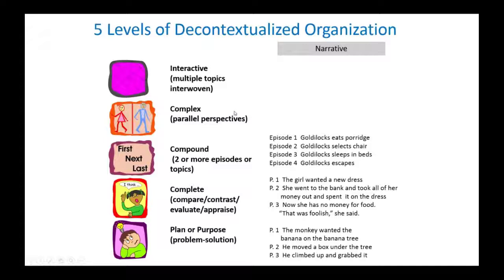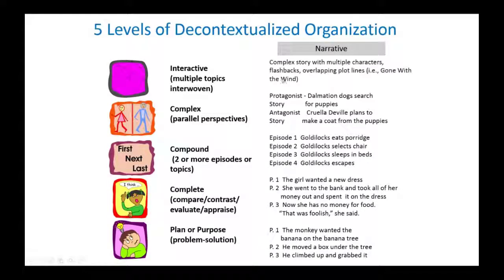The complex one is the Cruella de Vil, as we talked about, and then interactive is a very complex story, like Gone with the Wind, where it takes place over a long period of time. There are flashbacks, there are forwards, there are overlapping plot lines. Things that happen in one part of the country affect what happens somewhere else. And it goes on for 400 pages. And so basically it's very interactive with all these multiple woven topics. And in order to comprehend that, you have to be able to follow all of that complexity.